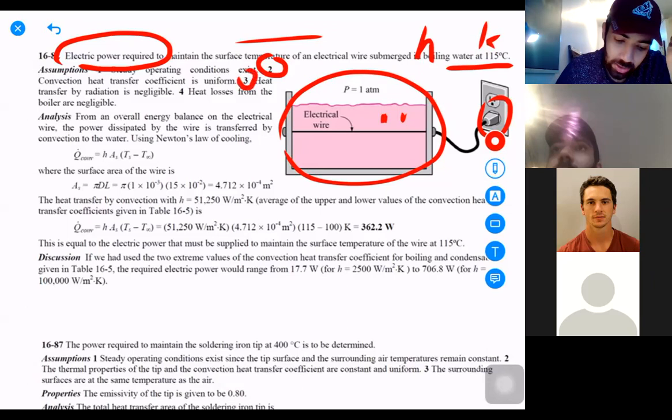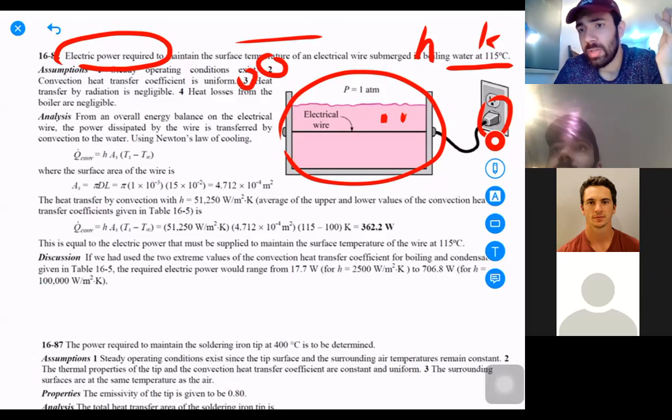Next assumption is heat transfer by radiation is negligible. That is, I think, very obvious here, because when we are talking about, for example, two surfaces that are very close together, talking about radiation is really not logical, because radiation is effective when you have, for example, two surfaces and two objects that are far from each other.